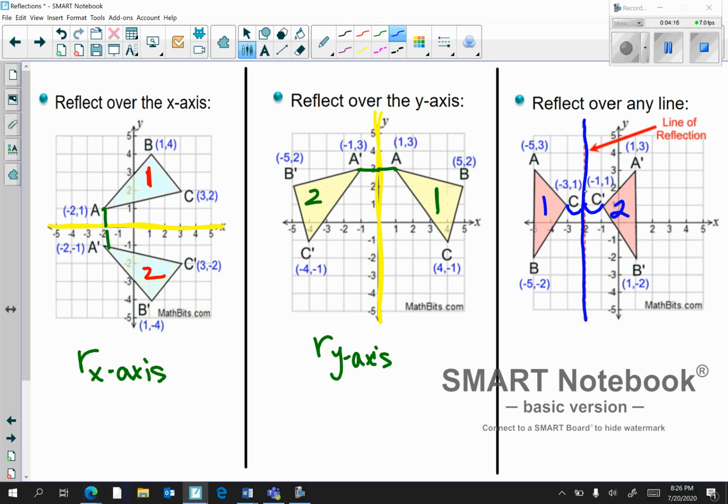This vertical line goes through the x-axis at -2. So the line is x is equal to -2. We can write this as little r with a subscript of x is equal to -2.